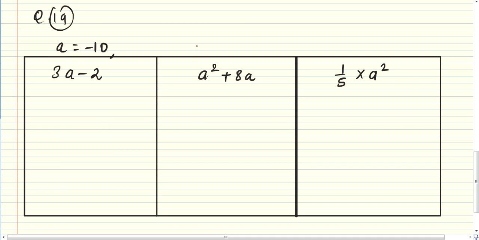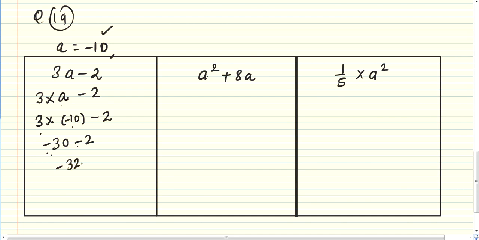Question number 19. We are having a equals minus 10, and some questions we are having here: 3a minus 2. So this can be written as 3 into a minus 2. Now 3 into value of a, minus 10, minus 2. So 3 into minus 10 will be minus 30, minus 2. So when you are having minus 30 minus 2, you have to add them, but there will be a negative sign. So minus 30 and minus 2 will give you minus 32.